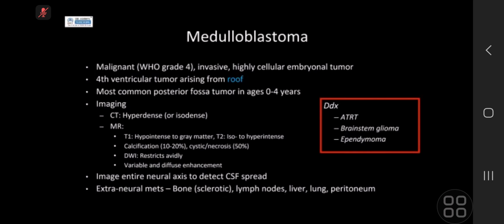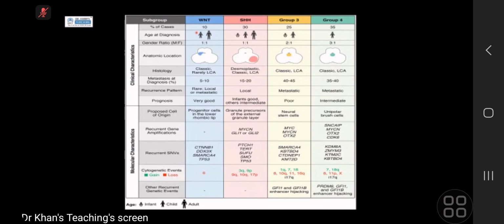Like what candidate 1 rightly said, your differential is ependymoma as well, which we'll see a case of later. The other thing to think of is a brainstem glioma, but that's in the brainstem, and this is clearly not within the brainstem. It's within the fourth ventricle. When you see medulloblastomas, you have to image the entire neuroaxis to look for CSF spread. Interestingly, which I think I mentioned in the last MSK talk, they do have extraneural metastases, which look sclerotic on the bone. So just to show the different subtypes: WNT, sonic hedgehog, group 3 and group 4.